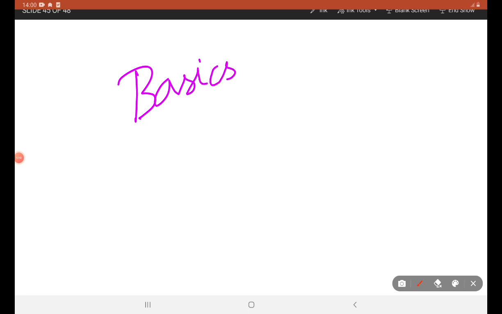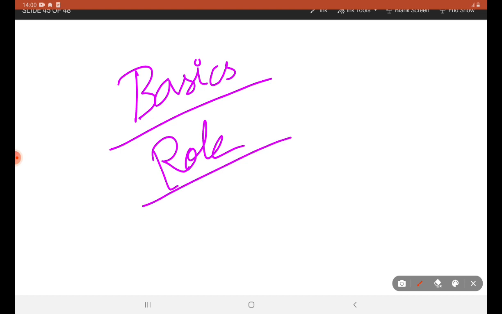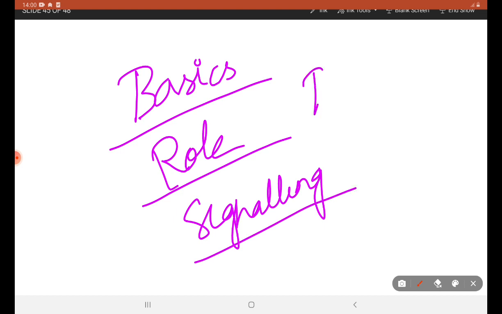Hope it is clear. With regard to jasmonic acid, we have seen the basics, role and functions. We have seen the signaling pathway, and we have seen biosynthesis of jasmonic acid.